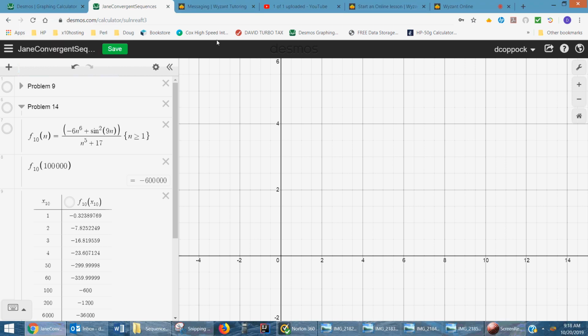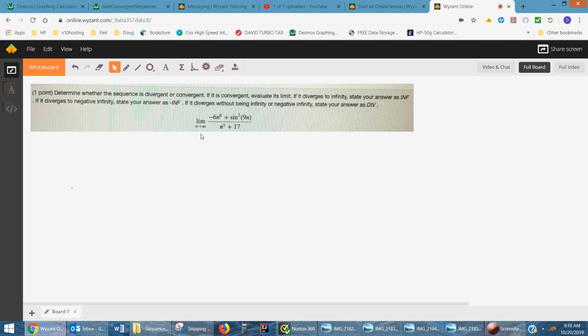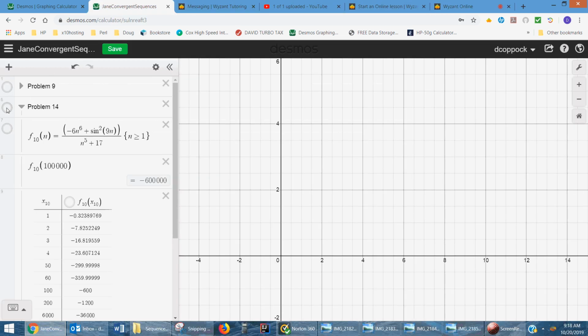Okay, let's start by looking at this problem right here. We're supposed to find out what the limit of this sequence is as n approaches infinity. To give us an idea of what we think the answer is, let's go to Desmos. Problem number 14.